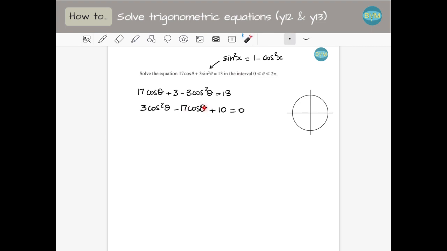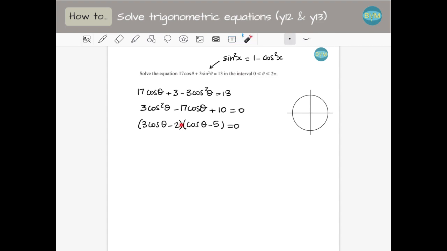you have something and something square. Every time you have something and something square, it is going to be a quadratic in that something. So it doesn't matter if the something is x, is e to the power of x, or is cos, like in this case. So this is like having 3x squared minus 17x plus 10. So I'm going to factorize like I would factorize a normal quadratic. And I have 3 cos theta minus 2, cos theta minus 5 is 0.